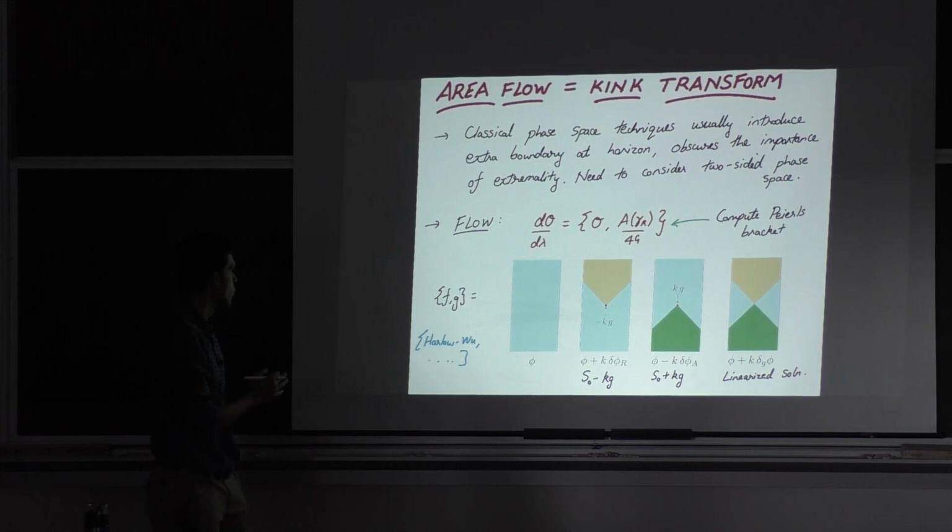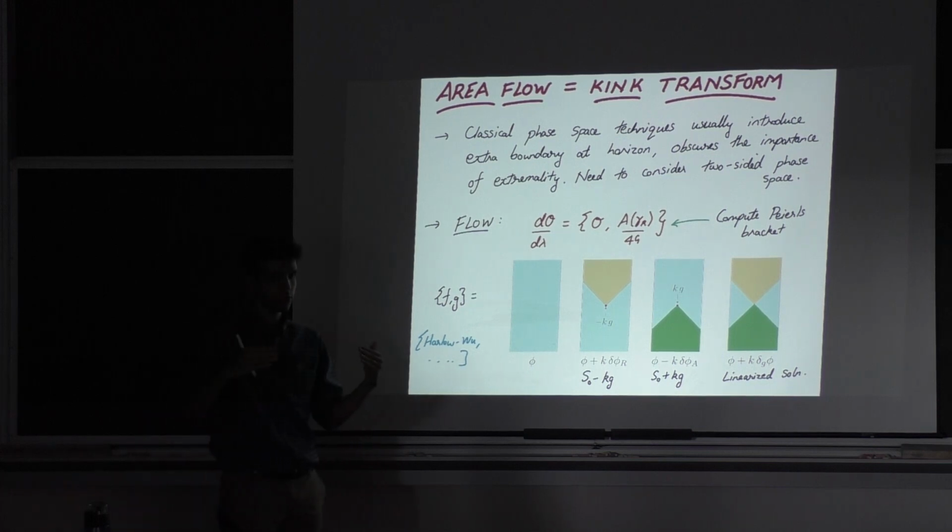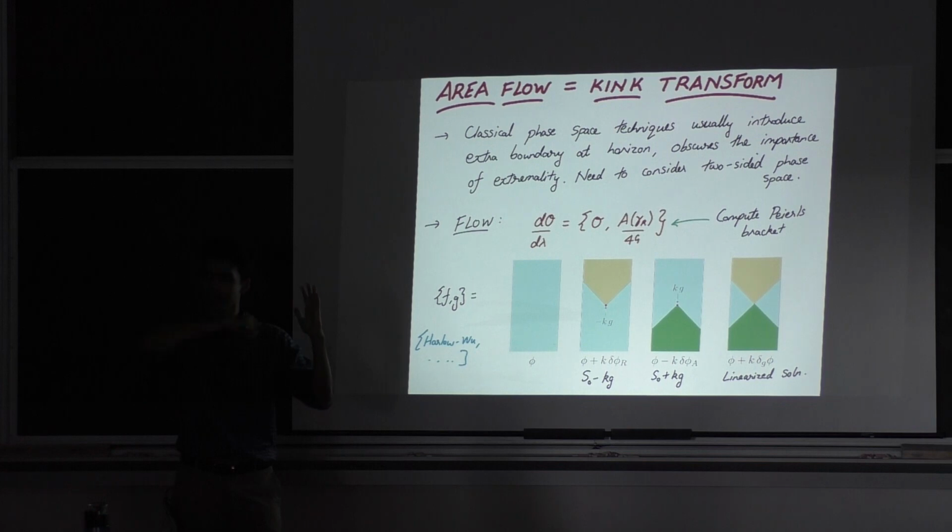Every discussion of the action of the area operator that I found before in the literature always considered situations where you have a one-sided phase space, where you add an explicit boundary at the horizon and just discuss a wedge. But there's not any discussion which is relevant to holography, where you have this two-sided phase space and the area is dividing it into two wedges.